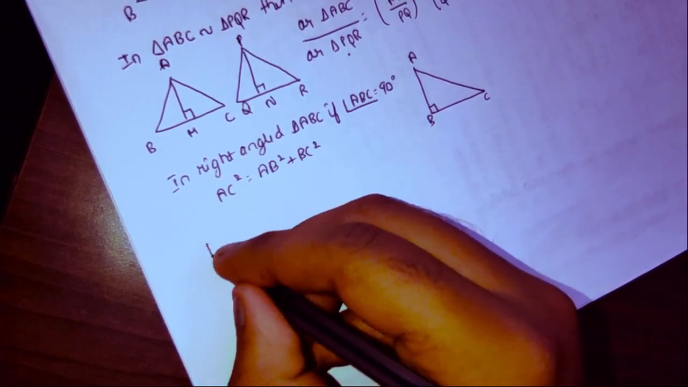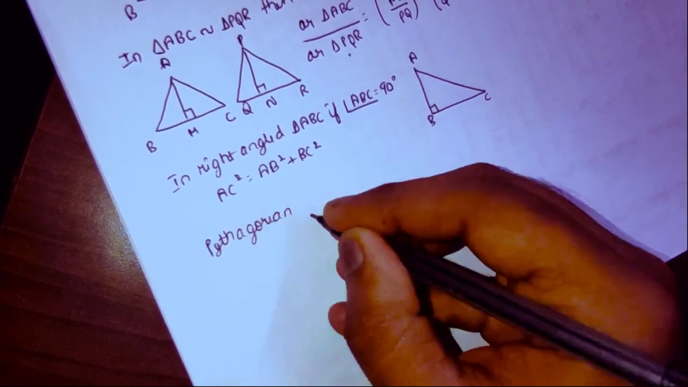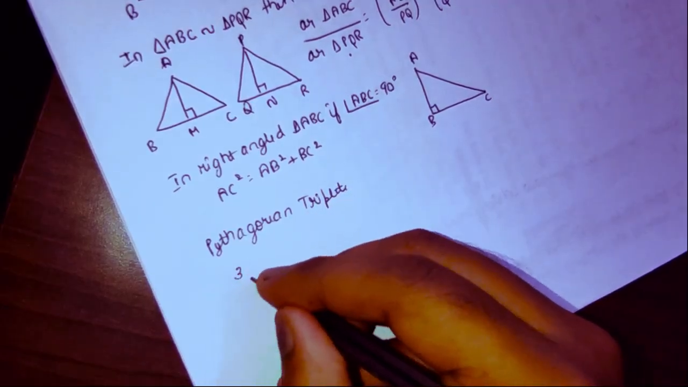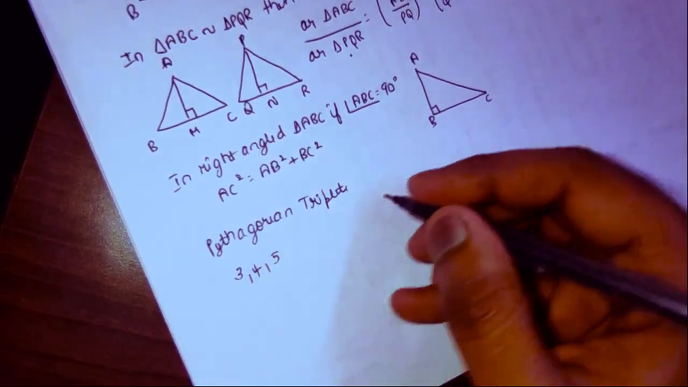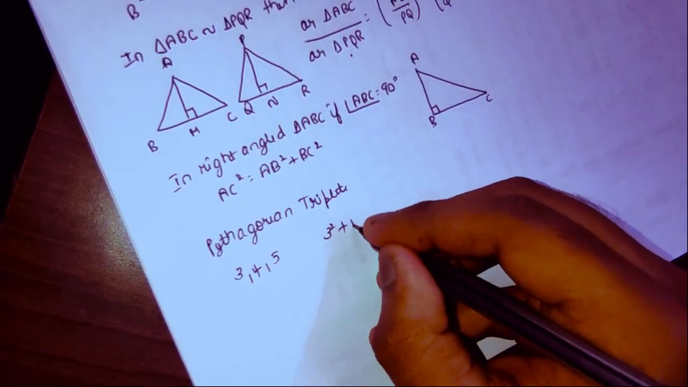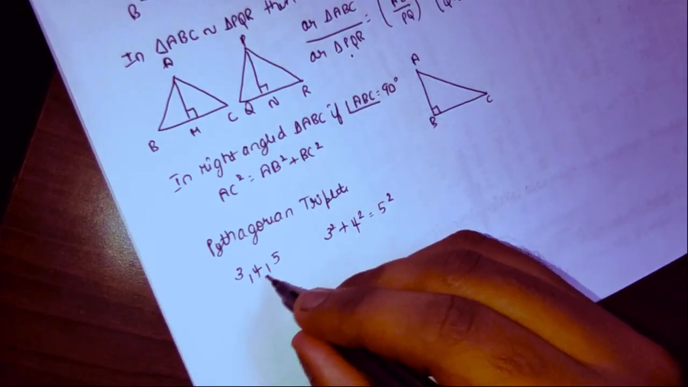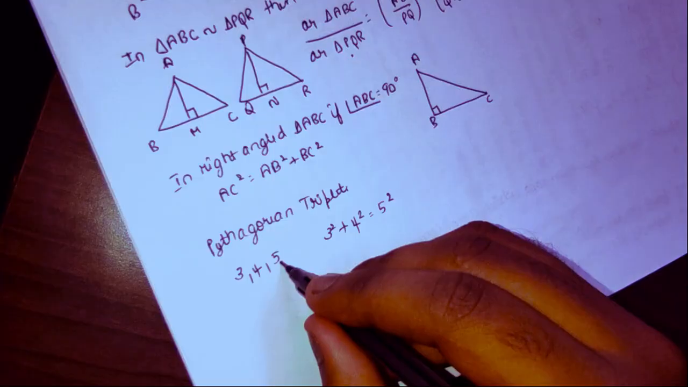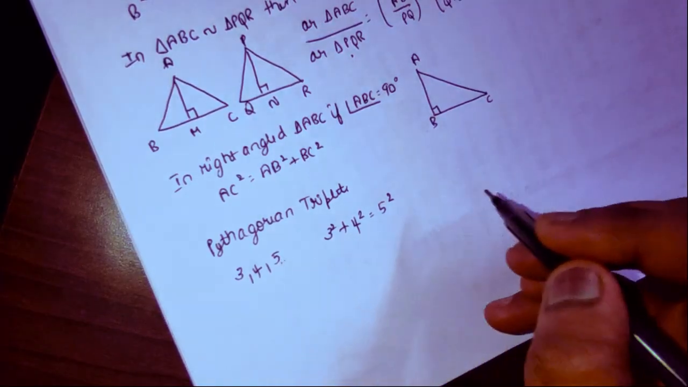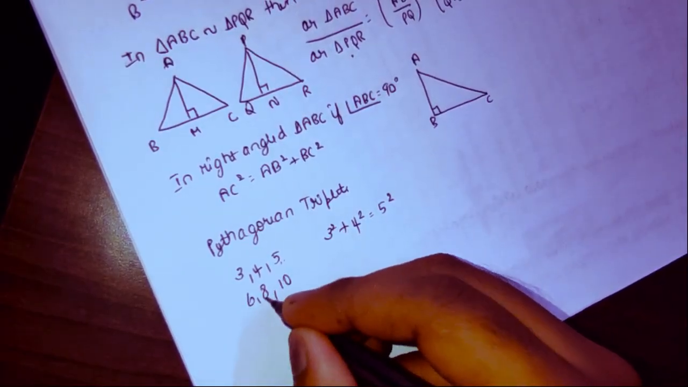Pythagorean triplets. 3, 4, 5. These are called Pythagorean triplets because 3 square plus 4 square is equal to 5 square. When you do the square of the first two numbers, if you get a number that is the square of the third number, we will say that the three numbers are Pythagorean triplets. So also 6, 8 and 10.